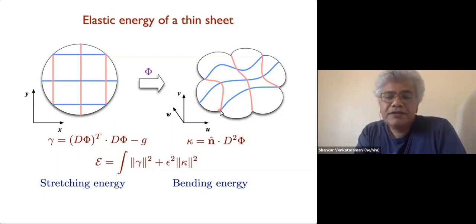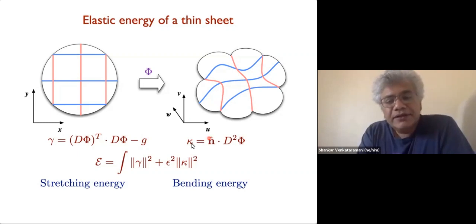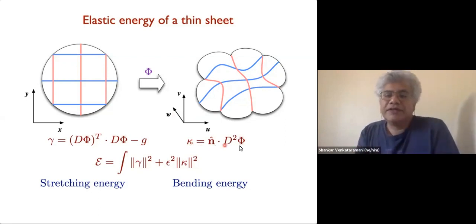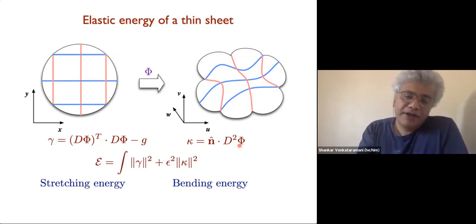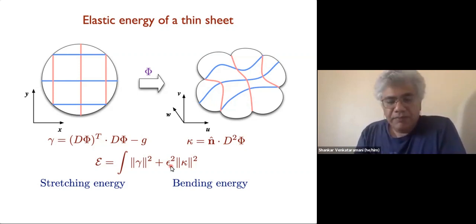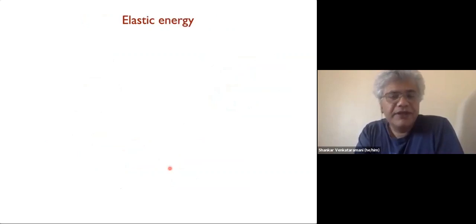The bending is related to the second derivatives of this immersion. The extrinsic curvatures are given by the projection in the normal direction of the matrix of second derivatives. I'm going to penalize that as well, but with a small parameter epsilon. The small parameter epsilon reflects the fact that it's easy to bend compared to stretch. A way to look at this would be to take the limit as epsilon goes to 0 in some variational sense. Okay?